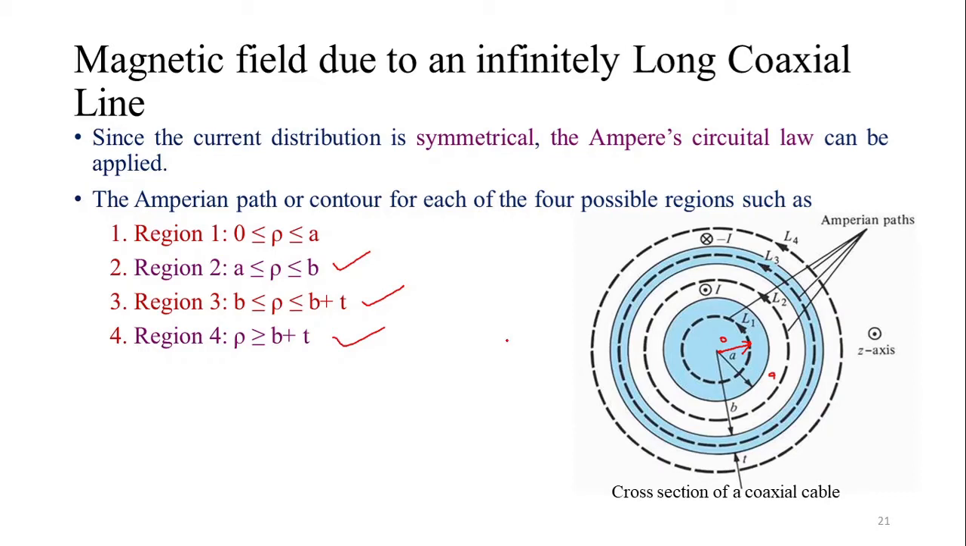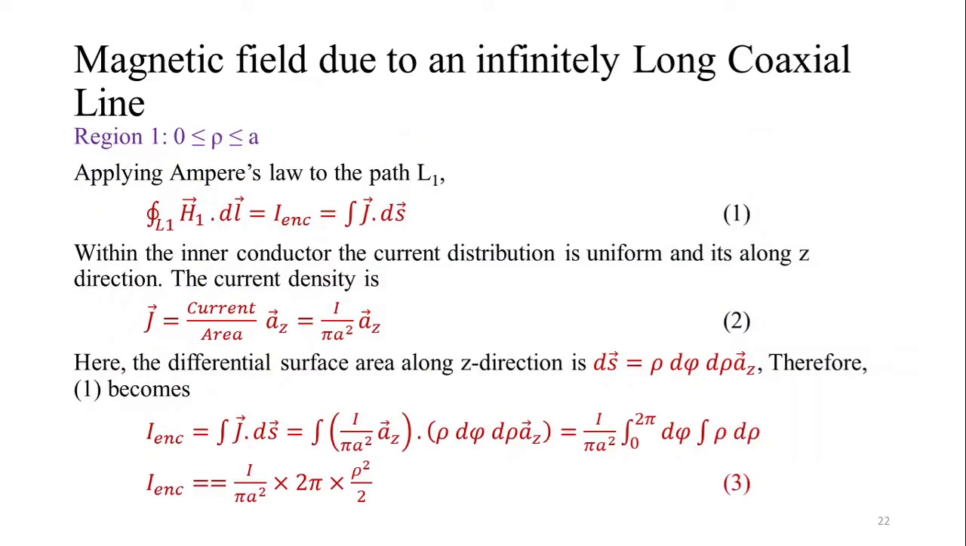Now, since this is a symmetrical current distribution, circular in nature, let's apply Ampere's circuital law here. First, in the region from 0 to A, as per Ampere's circuital law, the closed integral of H1 dot dL is equal to I enclosed, which is equal to the integral of J dot dS. Here we have two concentric circles. The entire conductor carries current I, but we have a small region here, so only part of I forms the enclosed current.